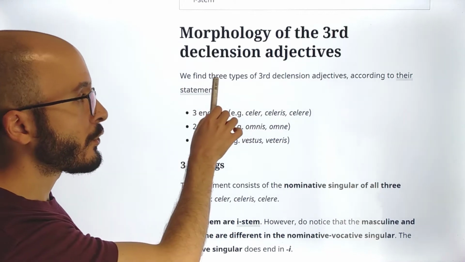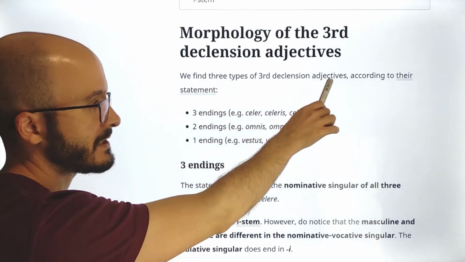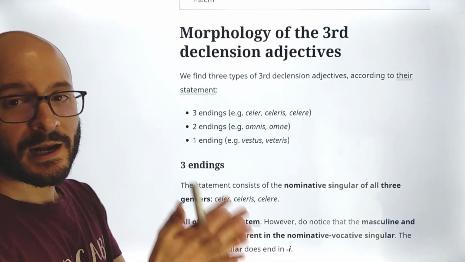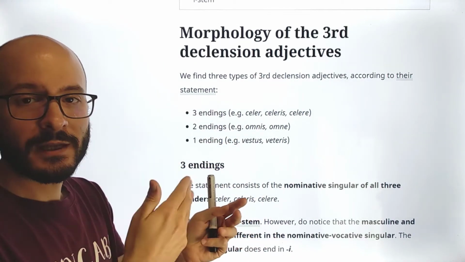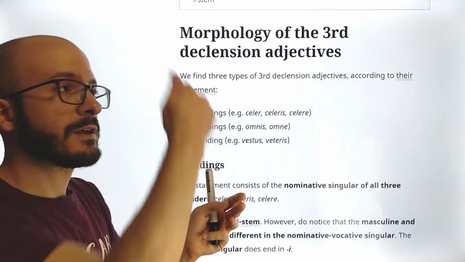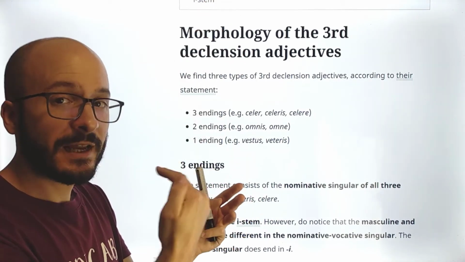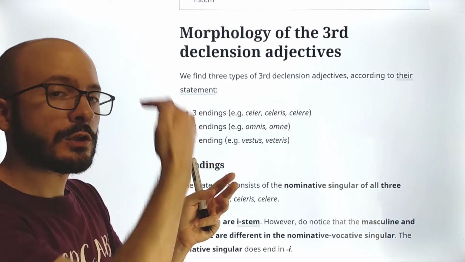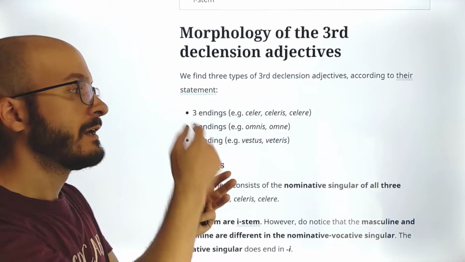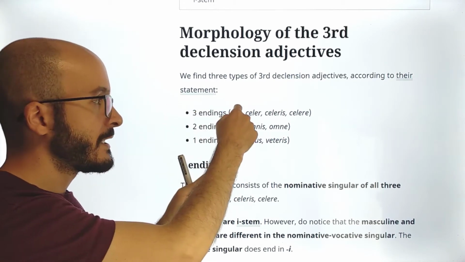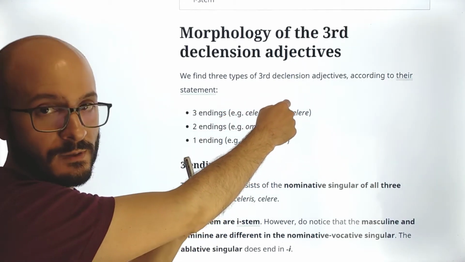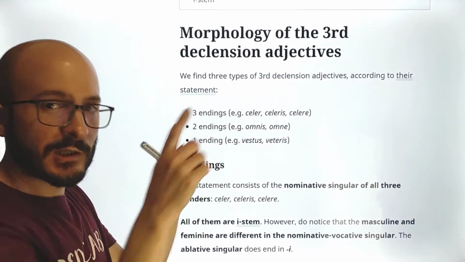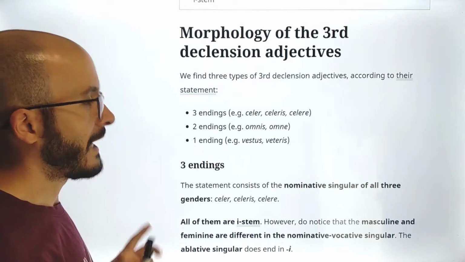So we find 3 types of third declension adjectives according to their statement. So again, the statement, the famous statement. If you remember, like in all the nouns, the statement is nominative and genitive. But in the 2-1-2 adjectives, we said that the statement is not nominative and genitive. We said that it is nominative masculine, nominative feminine, nominative neuter. So now it's kind of a mix. Pay a lot of attention.